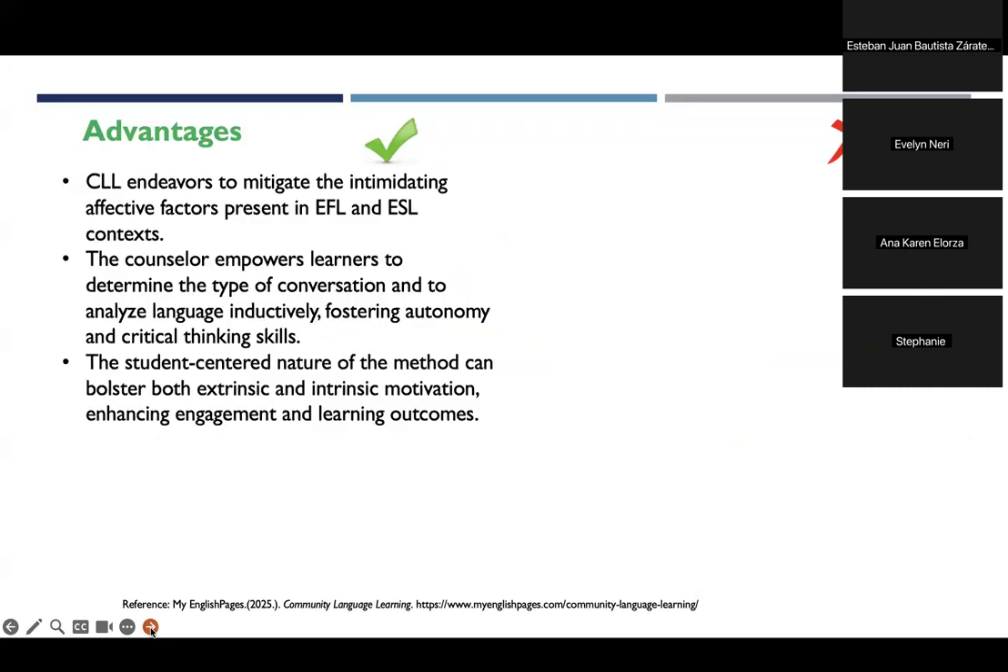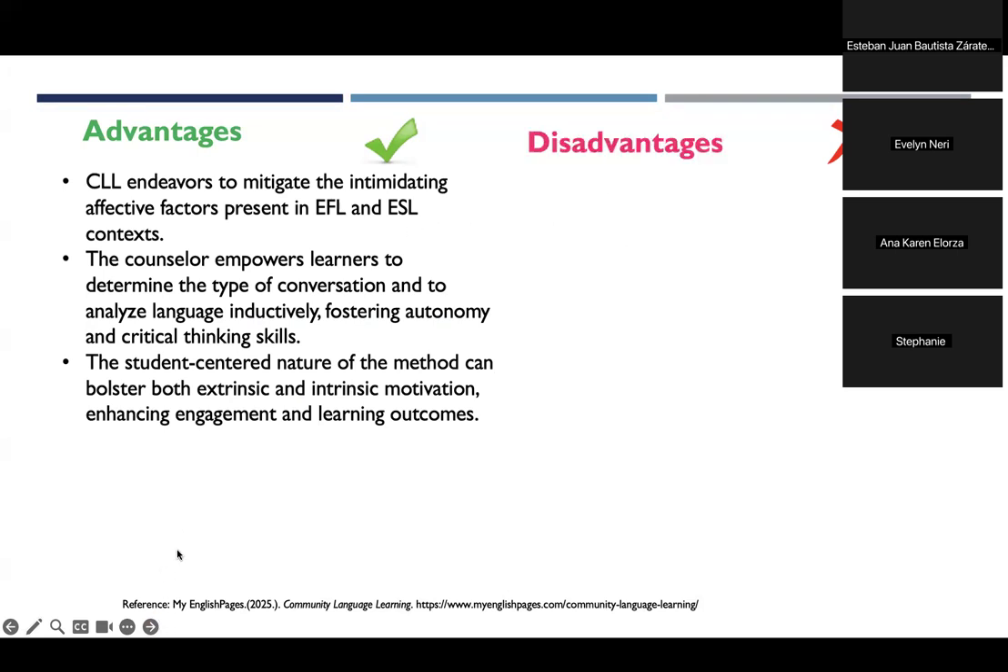There are some advantages of CLL. It endeavors to mitigate the intimidating affective factors present in EFL and ESL contexts. Of course, the counselor empowers learners to determine the type of conversation, and the student-centered nature of CLL can bolster both extrinsic and intrinsic motivation aspects.